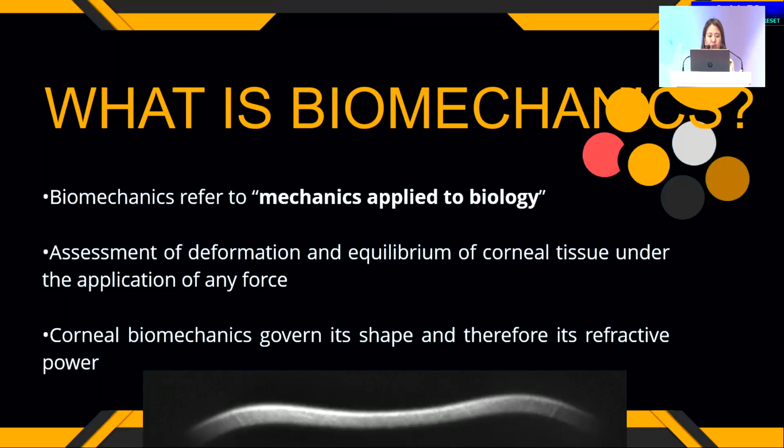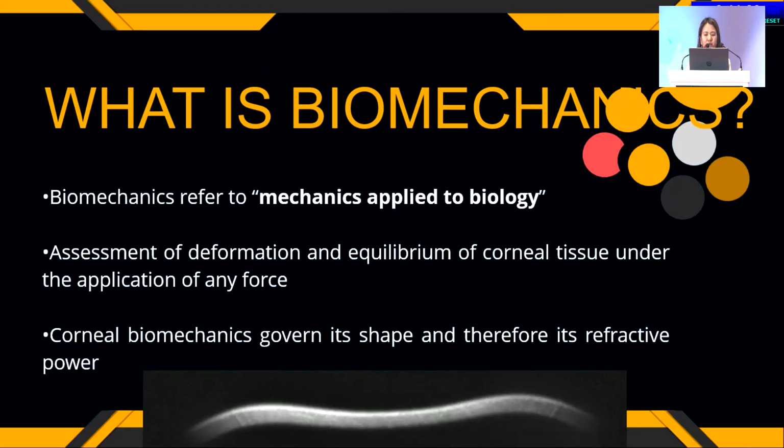So, what is biomechanics? Basically, it is mechanics applied to any biological tissue or biological material. So, the assessment of deformation and the equilibrium of the corneal tissue under application of a certain force. That is how we measure biomechanics. So, corneal biomechanics will govern its shape. We know the cornea is mostly a spherical structure.